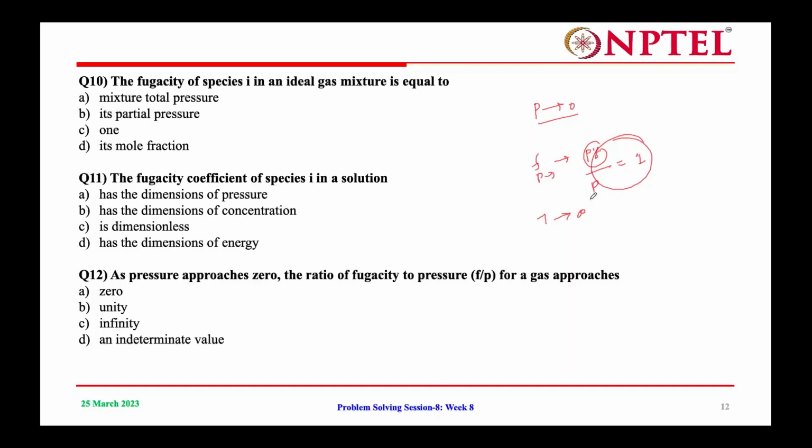Generally, this fugacity term comes from the relation dG equals V dP minus S dT. So at a constant temperature, the S dT term gets cancelled.